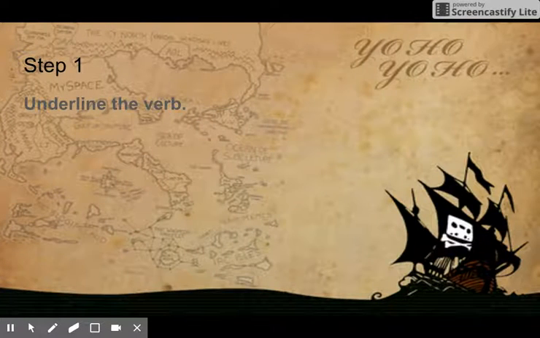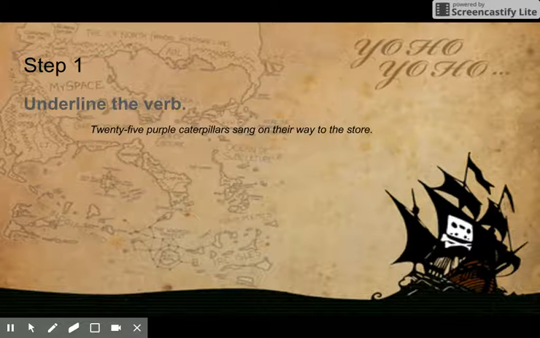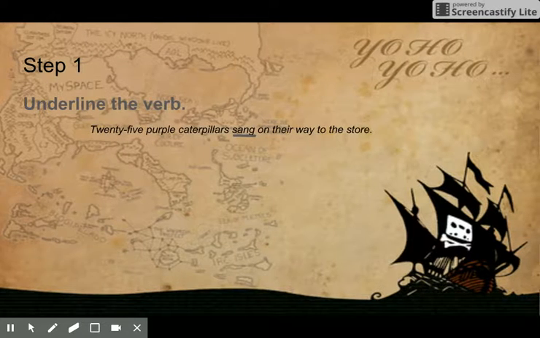When looking at a sentence, it is important to follow through the Grammar Pirate steps. You don't know the Grammar Pirate steps? That's all right. I'm going to start telling you. Step 1, underline the verb. Let's take a look at our example sentence and begin our work on it. What is the verb in the sentence, or what's being done? It's sang.